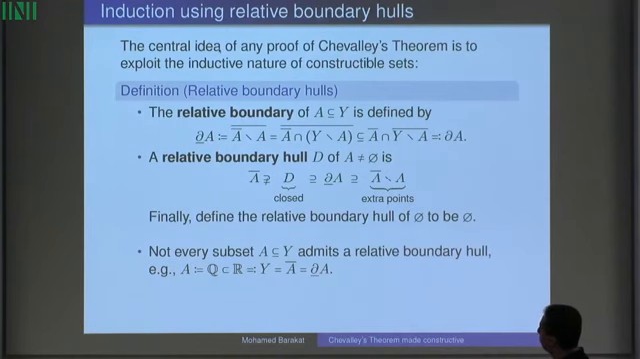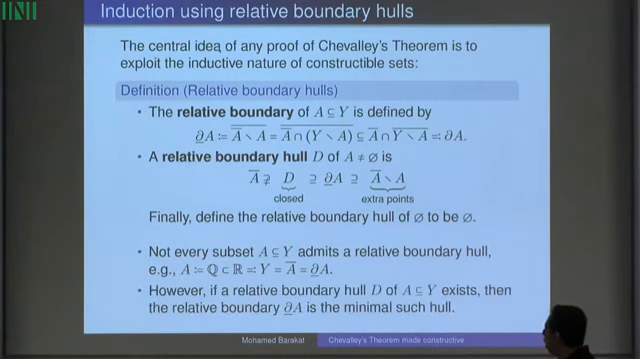There is no place in between these two. I cannot find a proper subset of the first because these two are already coinciding. Okay? But this is of course not the topology we will be working in. So we can say if a relative boundary hull D exists, then the relative boundary is the minimal such hull. And this gives the name. It's a hull for the relative boundary if it exists.